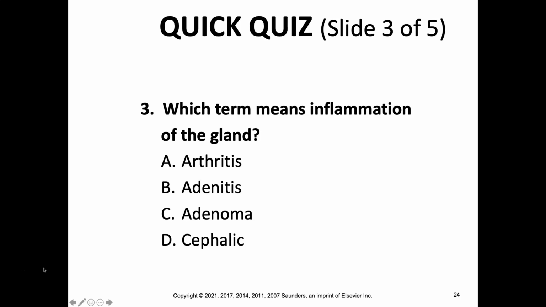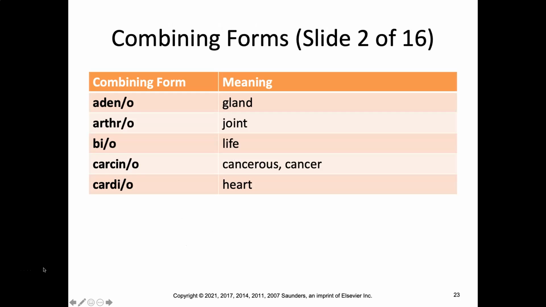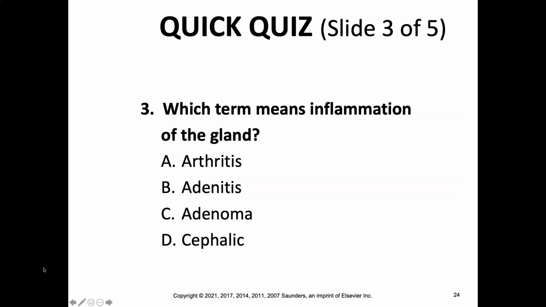Oops, let me go back here. All right, another pop quiz. Which term means inflammation of the gland? Well, guess what? We had gland right here. This should give it to us, right? We come back here. Oh, we've got two different ones that have that same root for gland. Itis and oma are the two different suffixes. Remember, we just learned about the suffix that meant inflammation. Think back to inflammation of the stomach, and that should help you be able to select the correct one for this.